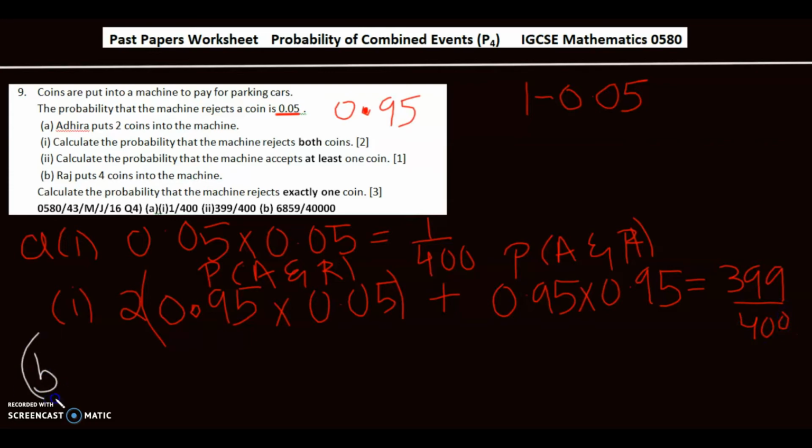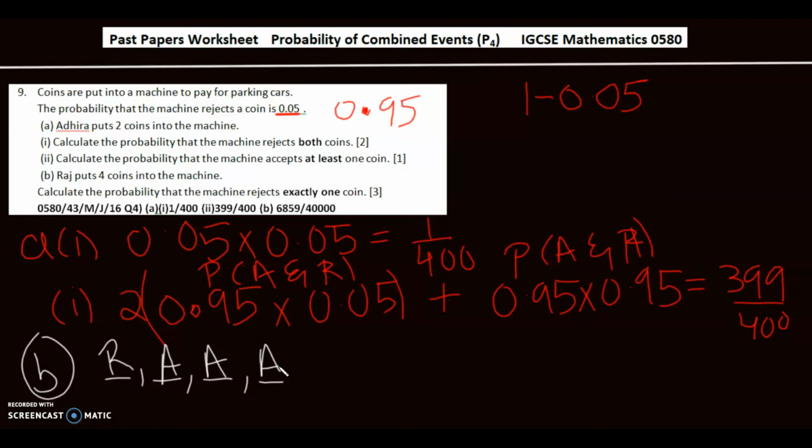Part B, Raj puts 4 coins into the machine. Calculate the probability that the machine rejects exactly 1 coin. Okay, which means we are entering 4 coins in the machine, not we, Raj, and 1 should get rejected and the others should get accepted. So I have shown the case that the first one got rejected, the other 3 got accepted. There are another 3 cases as well, which is accept, reject, accept, accept, and then accept, accept, reject, accept, and then, sorry, I think I got that wrong.